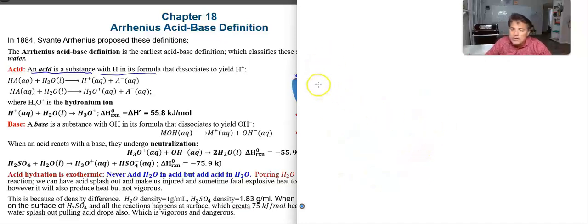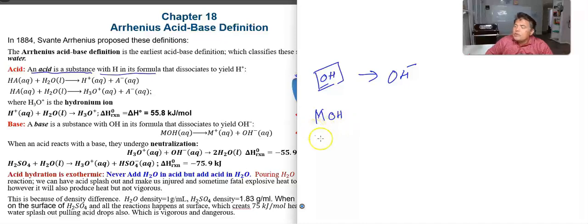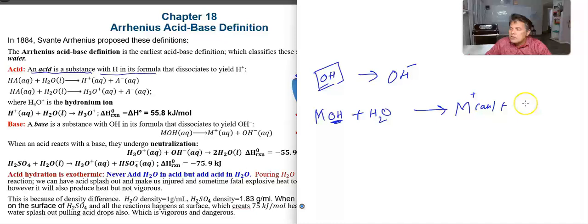Now the Arrhenius base: a base is a substance that has OH minus, hydroxide, in the formula and dissociates to yield the OH minus ion in water. For example, let's say MOH is a formula with an OH minus. If you add it to water, it will give you M plus aqueous plus OH minus aqueous. These are the basics.